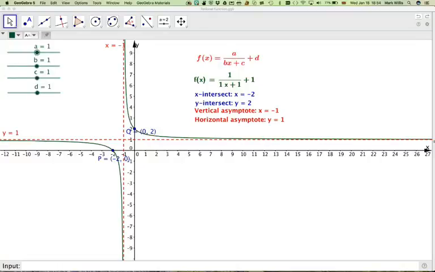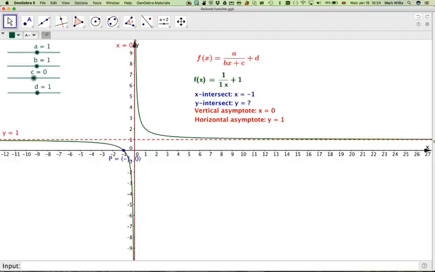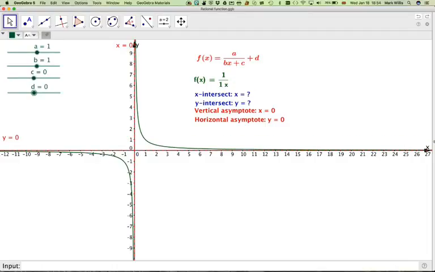Hi, this is a video to talk about the general form of a rational function. The general form of a rational function is f of x is a over bx plus c, plus d. Now, in its simplest form, if we put c and d at 0, this is its simplest form, which is f of x is 1 over x.